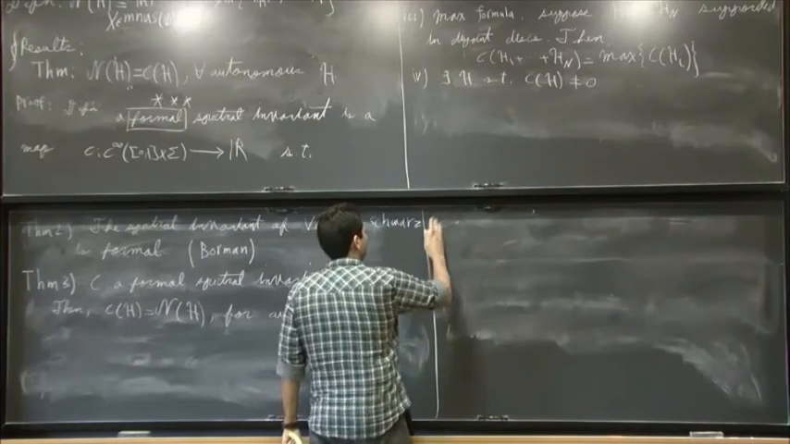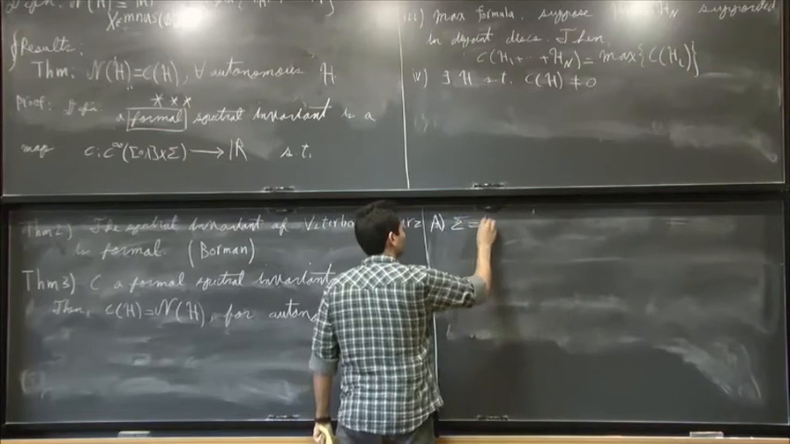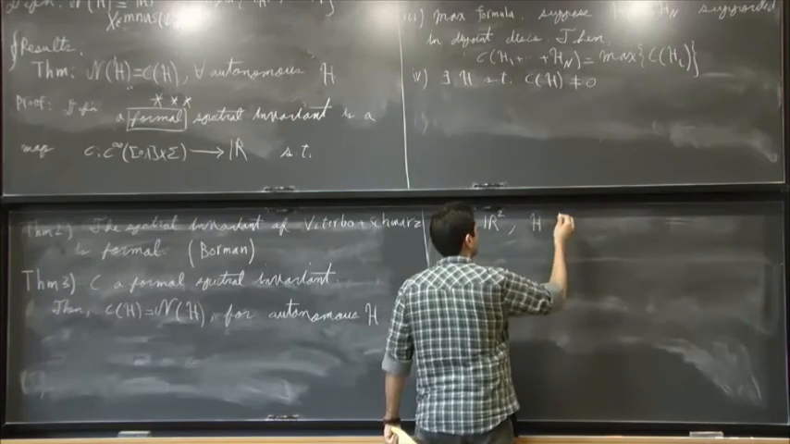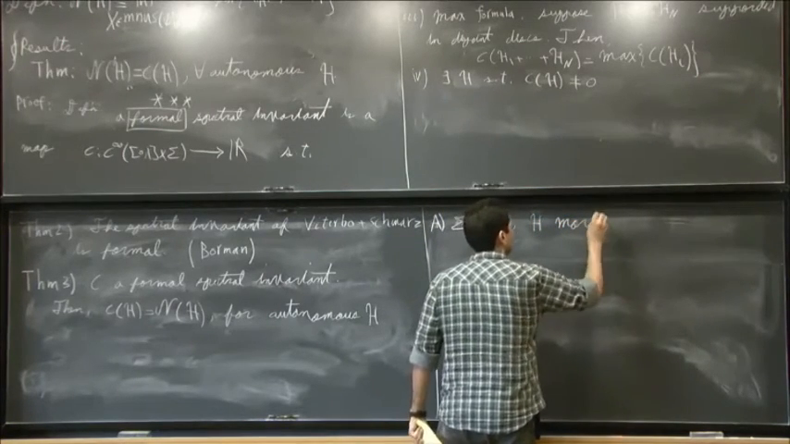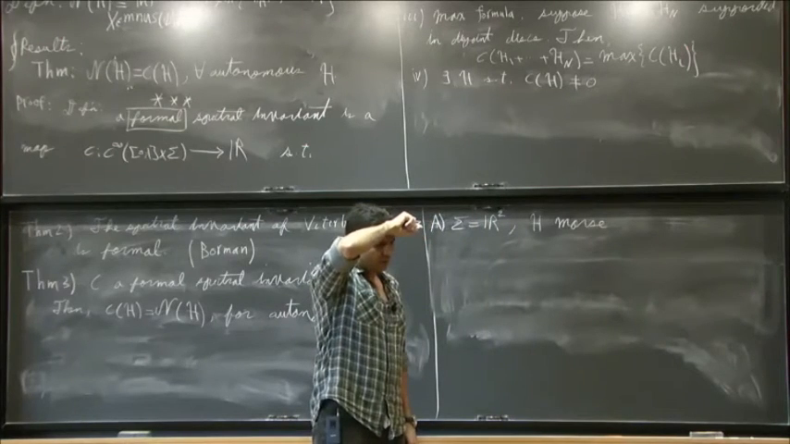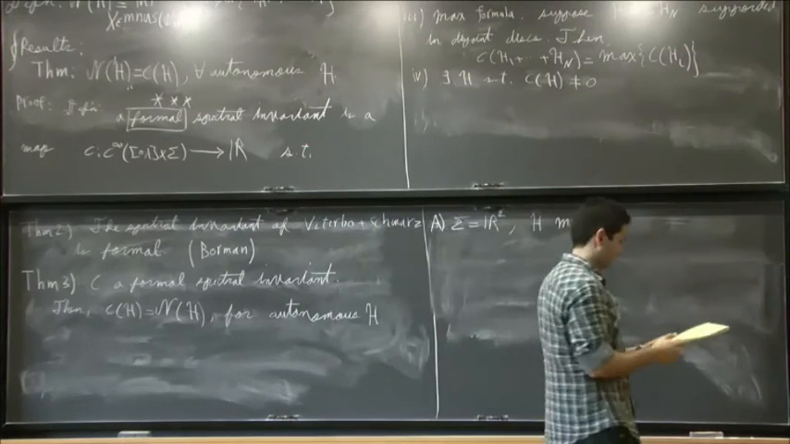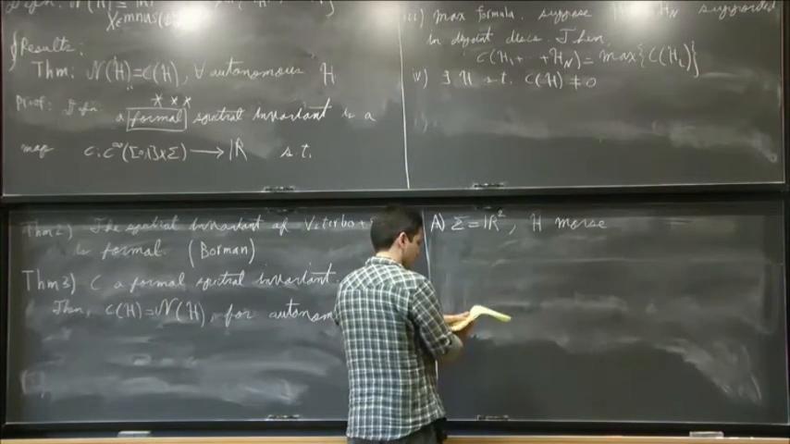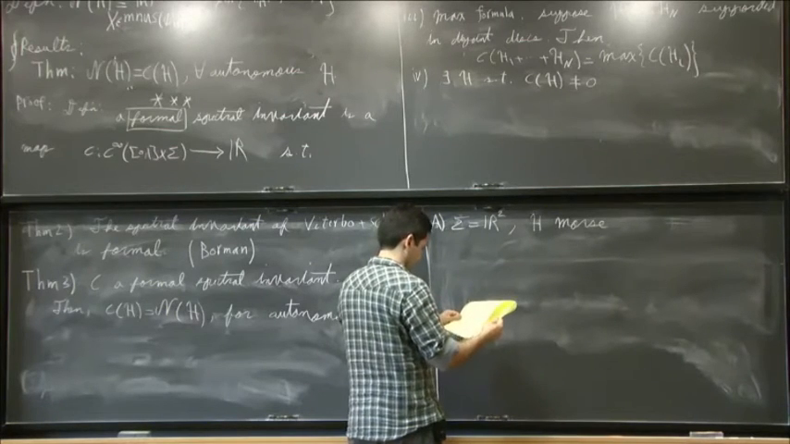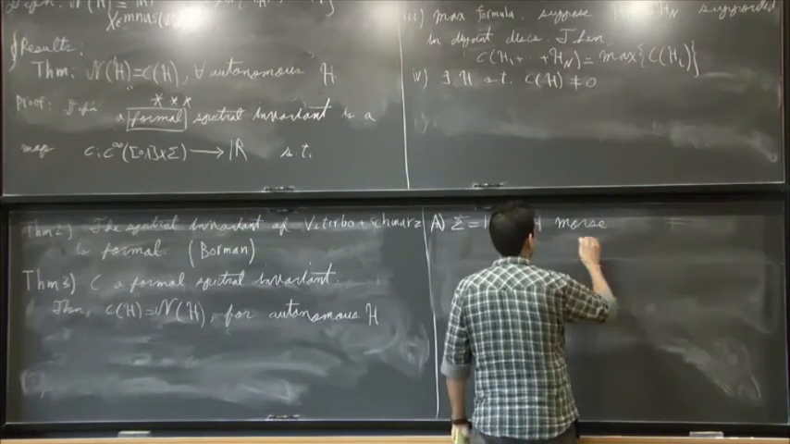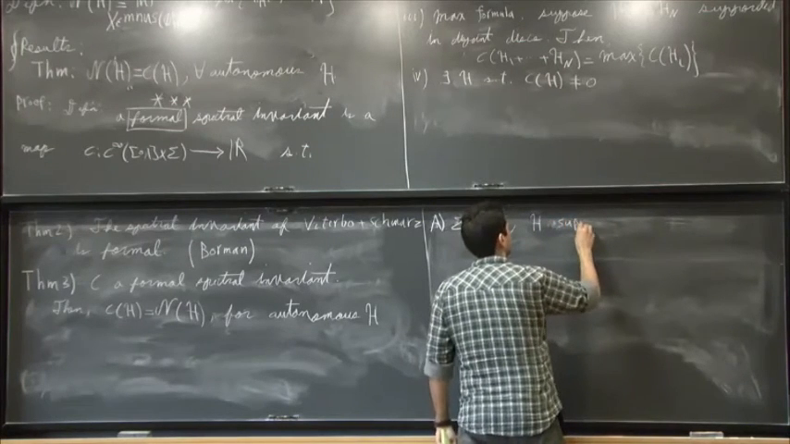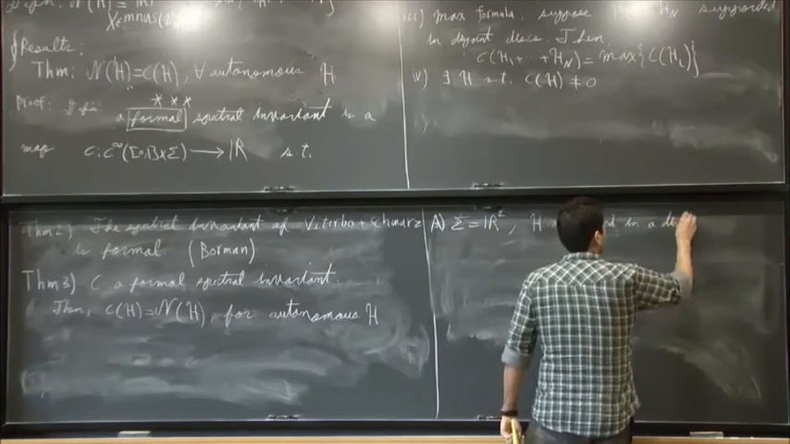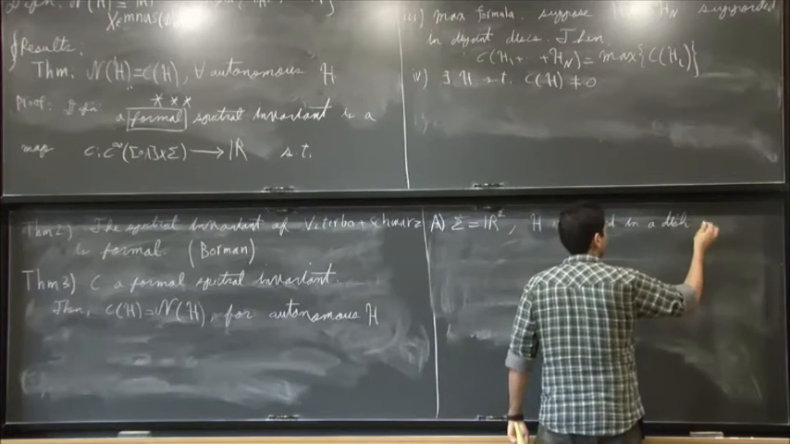So here's the proof. Step A. I'll take sigma to be R2. This is really the hardest part. And H Morse, so autonomous. H is Morse, but H supported in a disk, and then Morse in the sense that every critical point in the disk is non-degenerate.